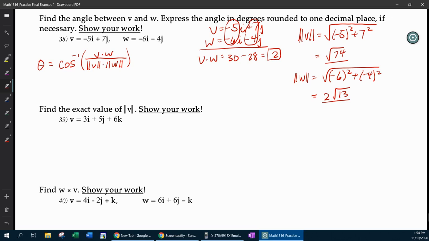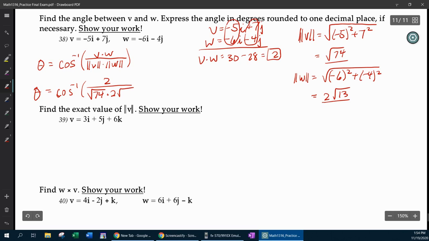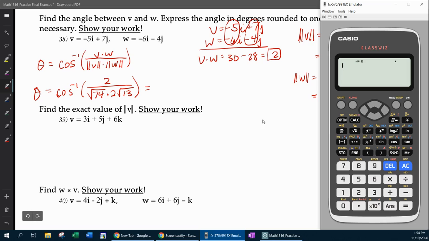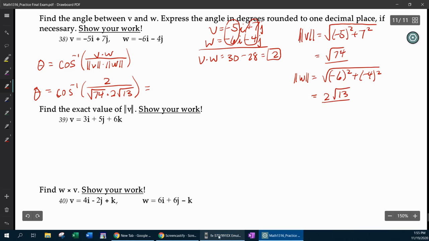Now that I've got the three key components, I can plug and play. My angle is going to be the inverse cosine of the dot product divided by the magnitudes multiplied. And then I can feed all of that into the calculator all at one time. And I do want my angle to be in degrees rounded to 1 decimal place.